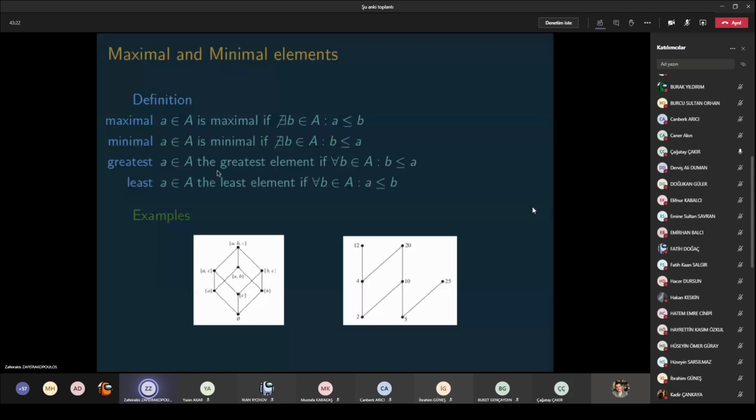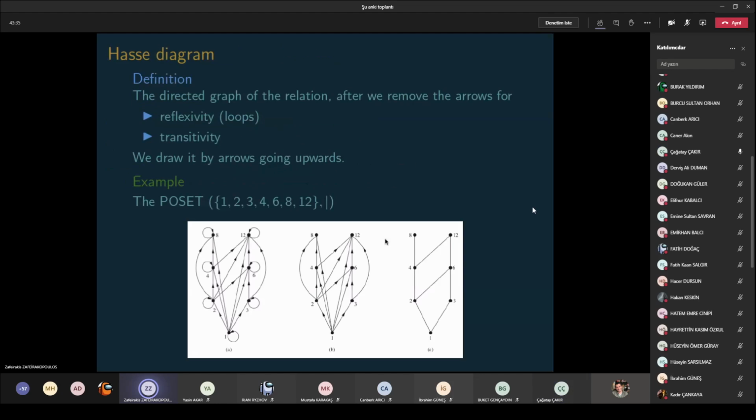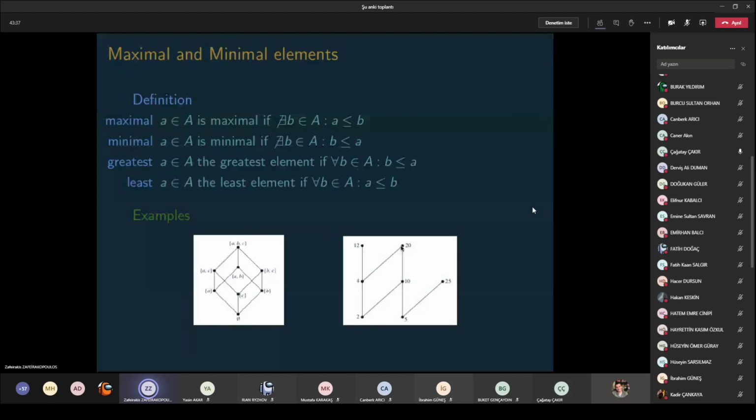No. So the point is, the greatest element is the one such that all other elements are smaller than it. Do we have such an element? If you say 12, 20 is not smaller. So 12 is not the greatest. If you say 20, 12 is not smaller. So 20 is not the greatest. If you say 25, 20 is not smaller. So 25 is not the greatest. So we don't have a greatest element. There is no reason why we should have a greatest element in a poset.